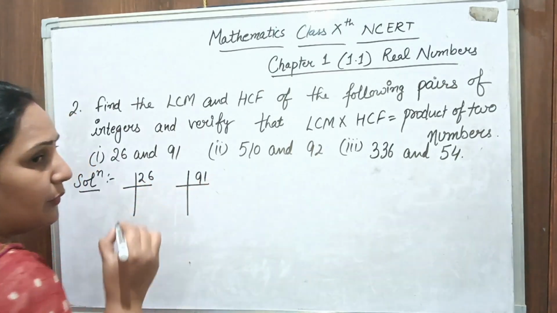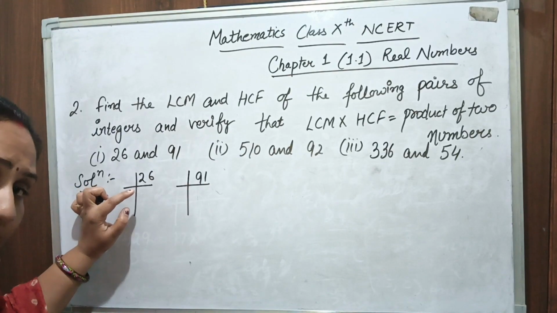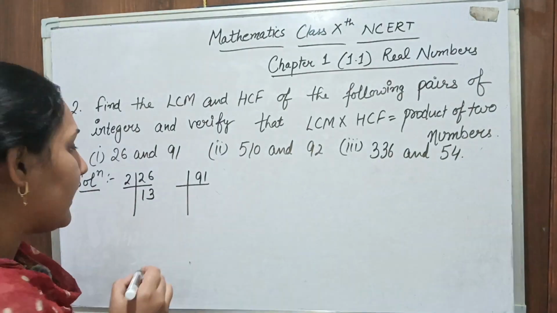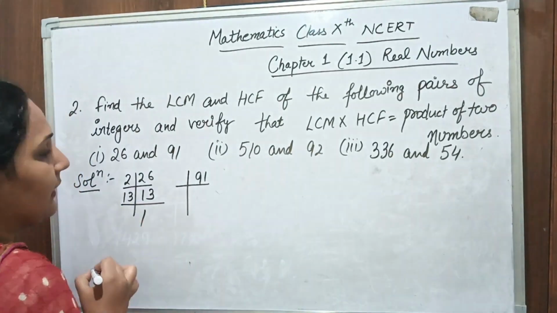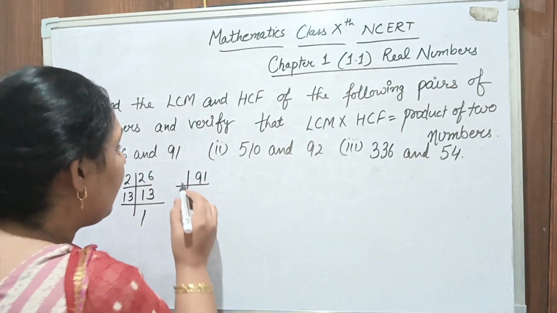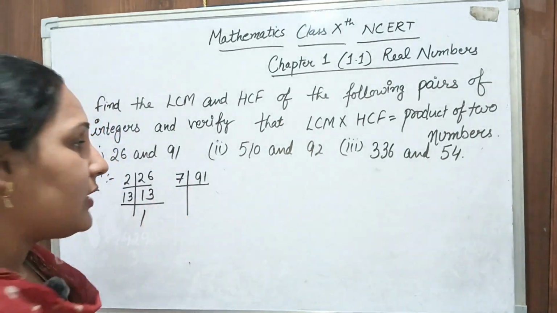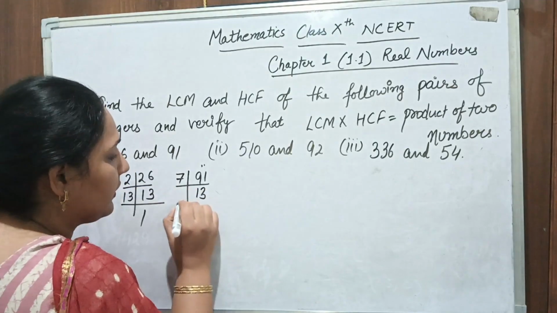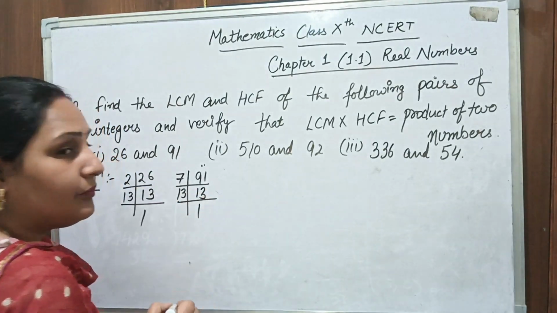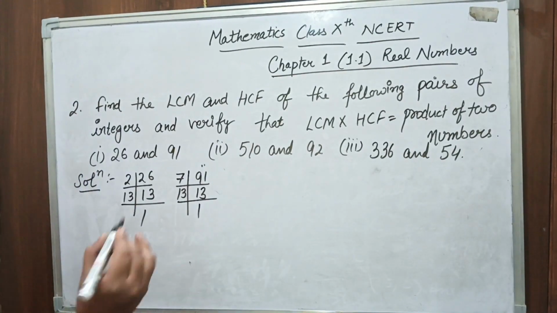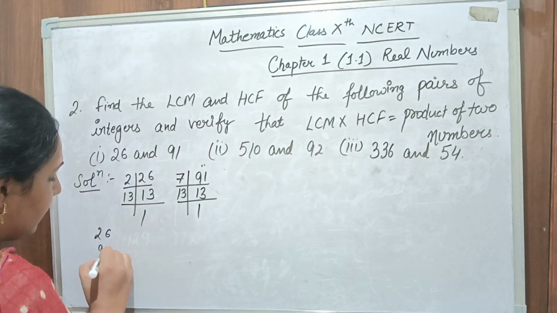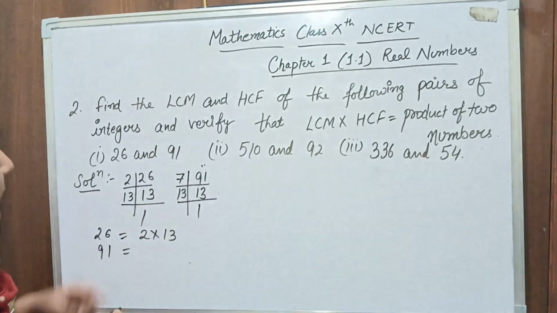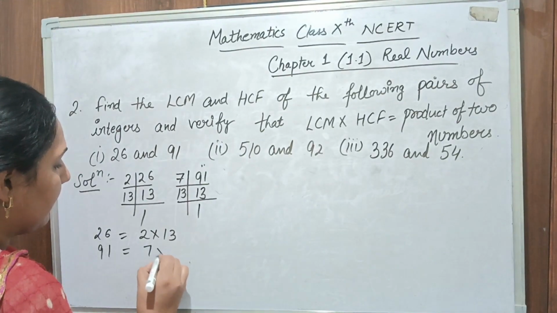26: its last digit is 6, so it will be divisible by 2. 2 ones are 2, 2 thirteens are 26; 13 ones are 13. 91 will be divisible by 7. 7 ones are 7, 7 thirteens are 91. Now it will be divisible by 13. 13 ones are 13. Write down the factors of both 26 and 91: 26 is 2 multiply 13, and 91 is 7 multiply 13.